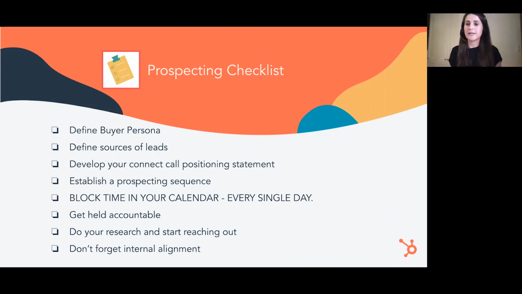Number 2, define the source of leads. Where are you going to look for these leads? Where are you going to get them? Number 3, develop your connect call positioning statement. I went over that. Next, establish a prospecting sequence, or create templates, leading into any productivity tools or prospecting tools you might have. Even if you don't have these, create a simple Gmail script that you can use in your emails, so you're not constantly spending time creating new emails.